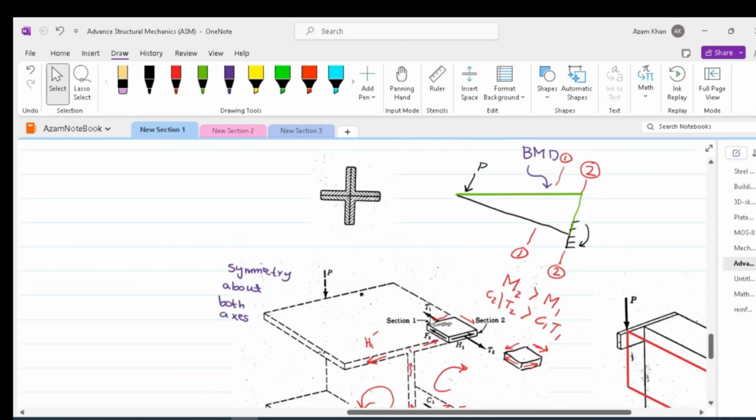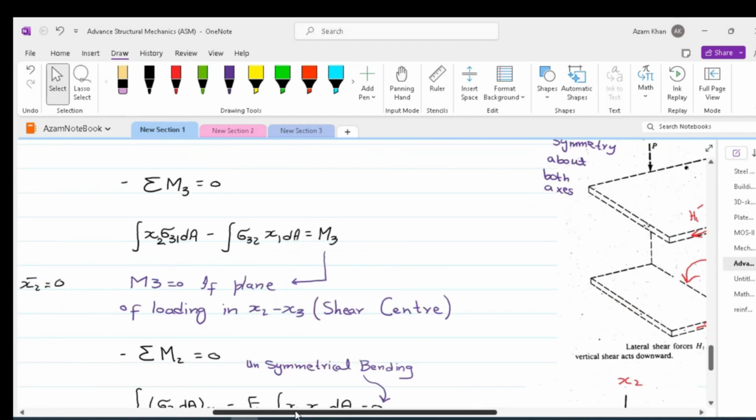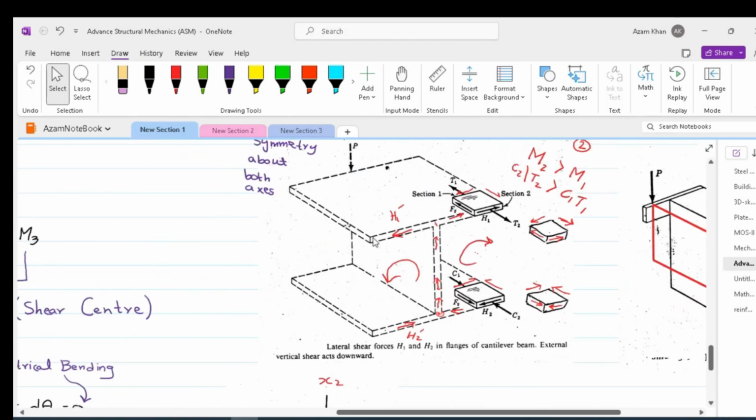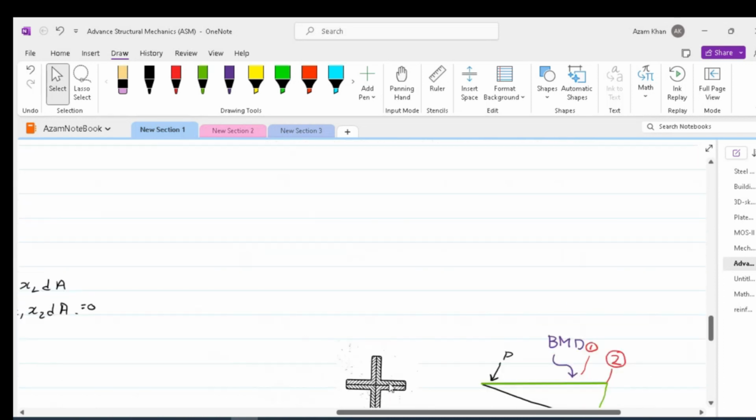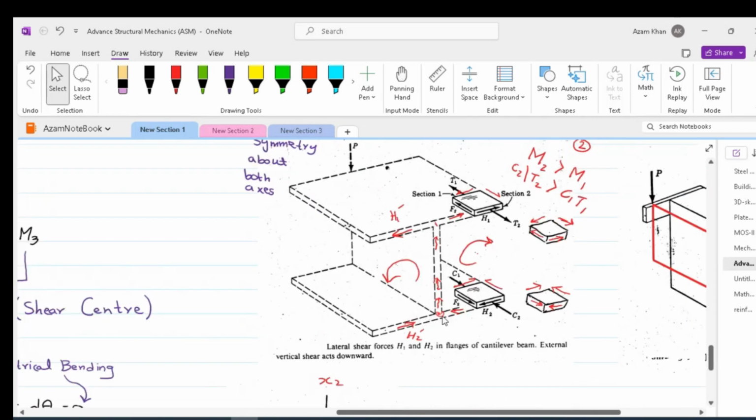In contrast, if we bring both these flanges together, we will have a cruciform cross section, and this cross section is very inefficient because the lever arm x2 bar is very small for the flanges. From all this discussion, it is clear that the flanges are responsible to take our moment, or in other words, to give us the moment capacity. And the web is responsible to take our shear.